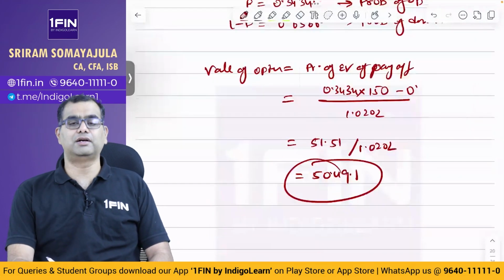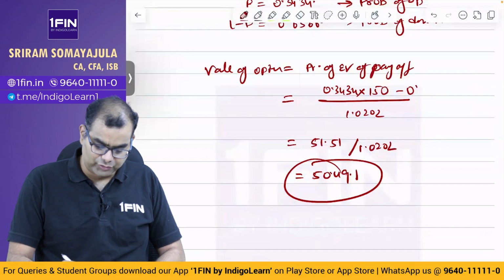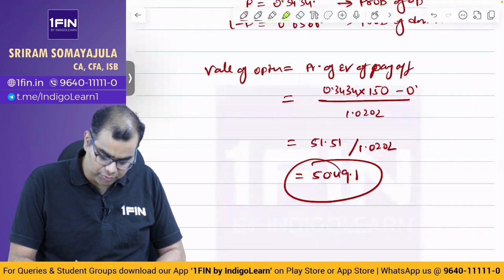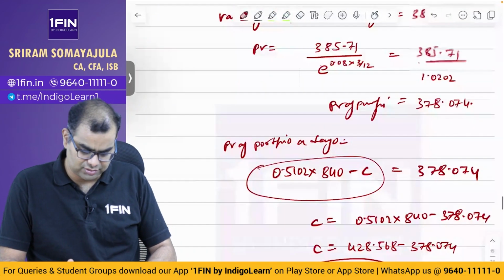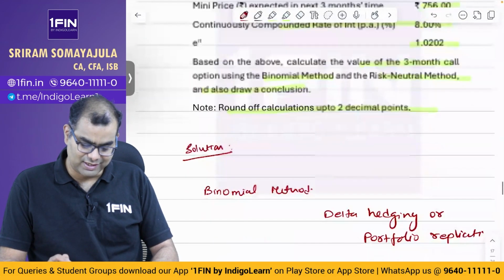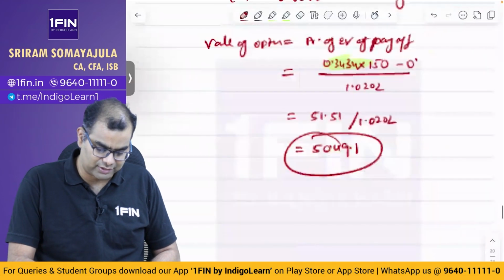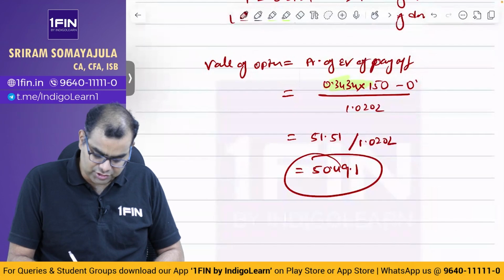Now if you look at our RTP, they have got a slightly different answer. Why? I'll tell you. Here instead of taking 0.3434, they took 0.34. Did they say anything about decimals in this question? They said round off to 2 decimals. See, I missed that. Very, very important point. Round off everything to 2 decimals.